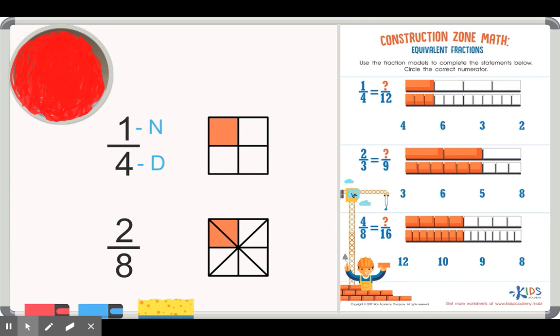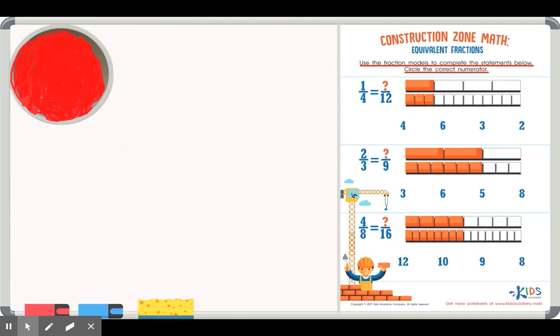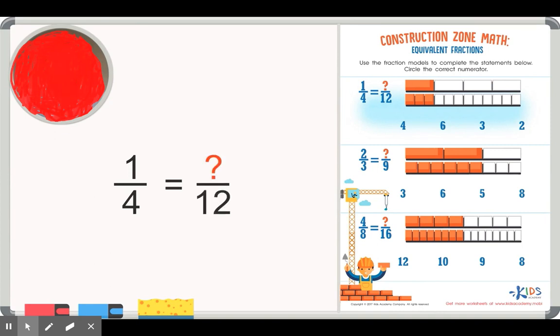Let's read the directions on this worksheet. Use the fraction models to complete the statements below. Circle the correct numerator. Let's look at our first example, 1/4 and blank 12ths. We know that 12 is the denominator here, as 1/4. So that means that in the first part, there are a total of 4 pieces, and because 1 is the numerator, there is 1 piece shaded in.